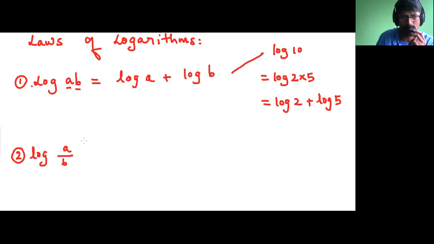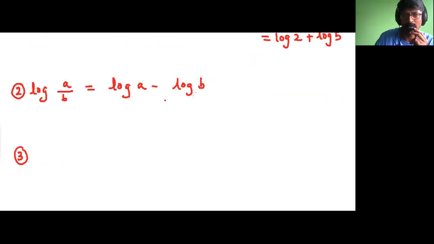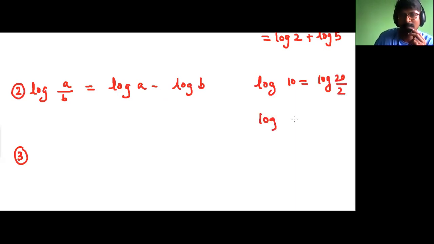Okay. Next law, log A upon B. The first law is called the product law. The second law is called the quotient law, because it is A upon B. So that would be nothing but log A minus log B. So when it's a division, it's a repetitive subtraction, so it's minus. I hope you understood that. And for the example, log of 10 can be written as log of 20 upon 2. So we'll write that as log 20 minus log 2. I hope you understood. These are just examples.